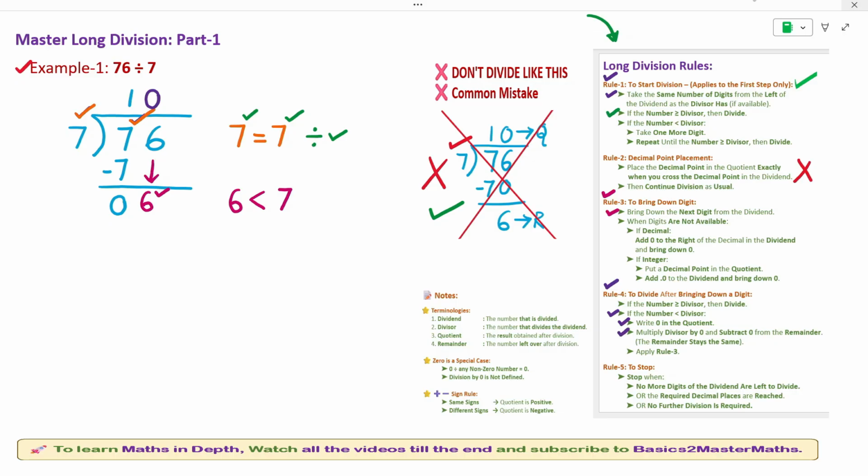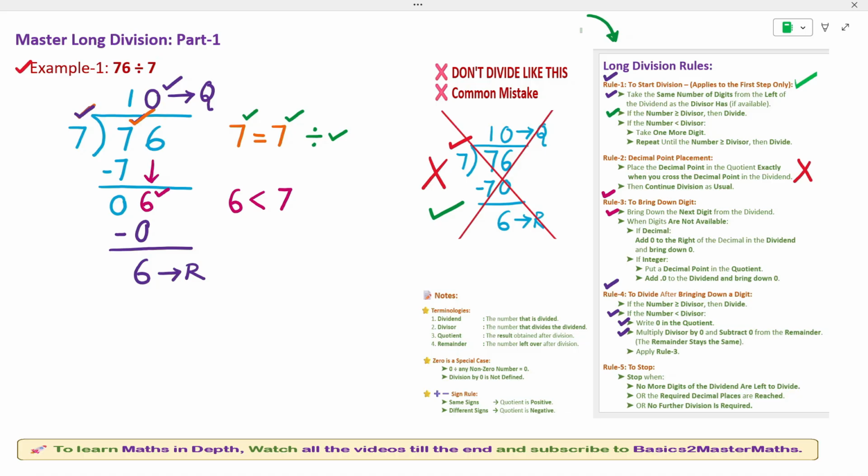Then multiply the divisor by 0 and subtract 0 from the remainder. In this case, 7 multiplied by 0 gives you 0. So, you will get 6 as the remainder and 10 as the quotient.